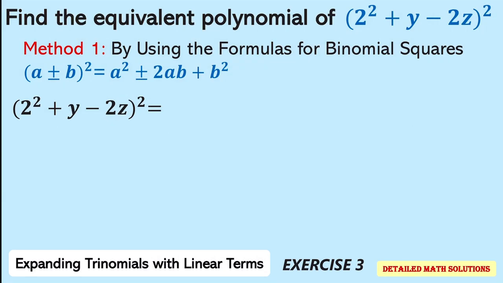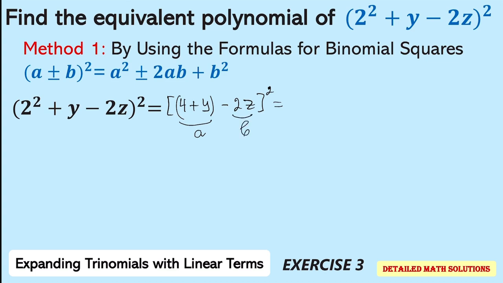The first method to solve this exercise is by using the formulas for binomial squares, (a ± b) squared. In order for me to use these formulas, I need to write the trinomial (4 + y − 2z) squared as [(4 + y) − 2z] squared. When I do that, 4 + y will correspond to the a in the formula, and 2z will correspond to the b in the formula.